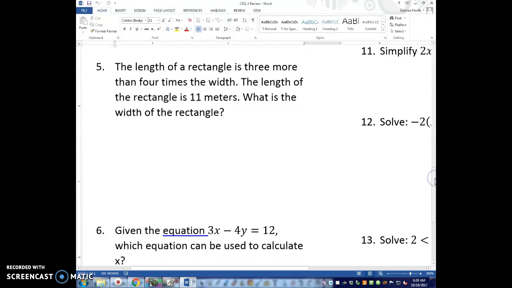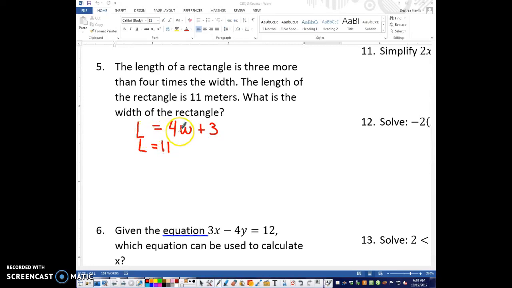All right, number 5 says the length of a rectangle is 3 more than 4 times the width. The length of the rectangle is 11 meters. What is the width of the rectangle? So let's just write out what we hear it saying. The length of the rectangle is, anytime it says "is," that means equals, 3 more than 4 times the width. So 4 times the width plus 3. And then it says the length is 11 meters. What is the width of the rectangle?